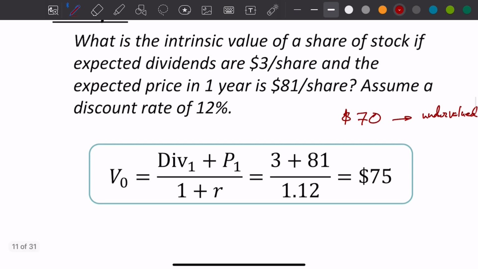But if you figure out the intrinsic value to be $75 and then you check the stock price and you find it to be, let's say, $86, that means the stock is overvalued and you should not acquire the stock at this price level.